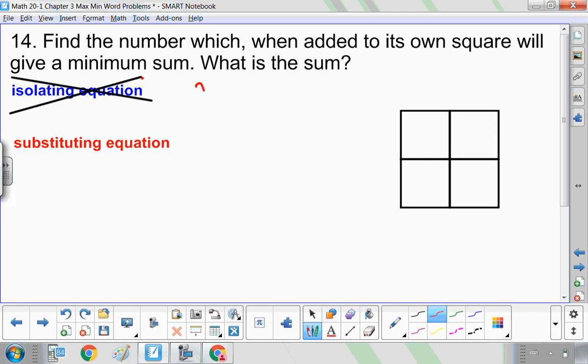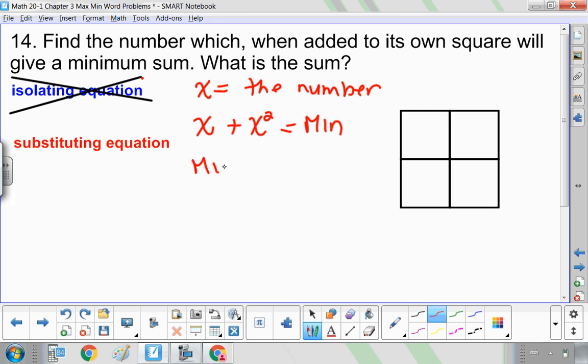So I want to find a number. So I'm going to say x is equal to the number. So I want to find this number that when added to its own square will give a minimum sum. Okay, so I just have to complete the square for this minimum. So I have a minimum is equal to x squared plus x.